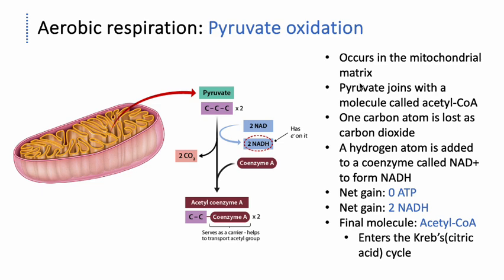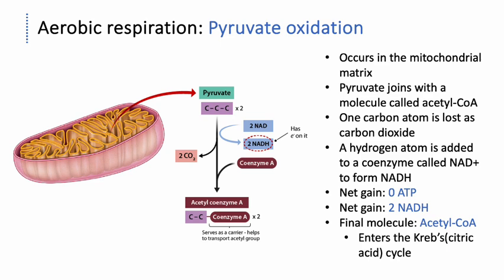Okay, so what happens here is this 3 carbon pyruvate, and remember we have 2 of them, so this is happening twice. So notice the times 2 on our image here. It is going to be acted upon by an enzyme called pyruvate dehydrogenase. Okay, pyruvate dehydrogenase.